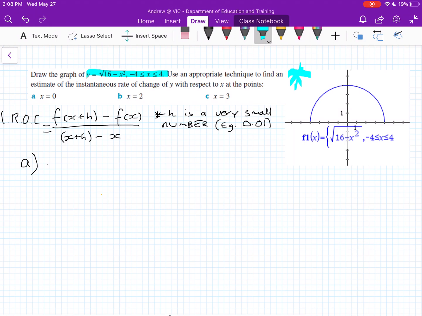Just remember, instantaneous rate of change is the rate of change happening at a point. We'll first look at part a, and I'll do this in black. When x is equal to 0, this is just the gradient at that point. This will look something like this. Hopefully you can tell that we're looking at the gradient, and the gradient of a horizontal line is equal to 0. So we're just going to say 0 by observation.